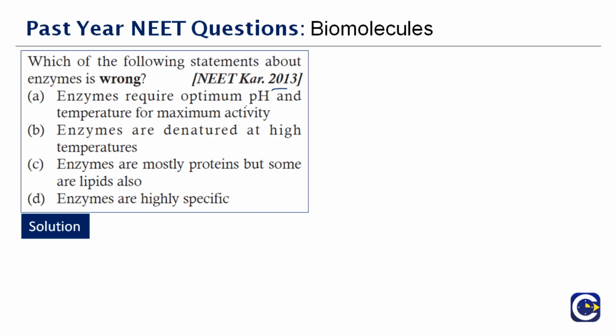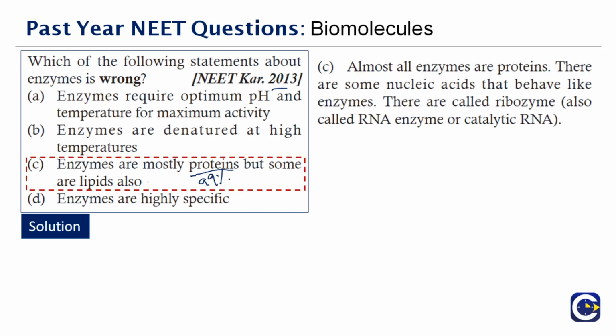Enzymes are mostly protein, but some are lipids too. See, almost all enzymes will be proteins. Okay, majority, 99%, they are proteins. There are some nucleic acids that behave like enzymes. They are called ribozymes. Okay, so even that 1%, if you see, it will be a mixture of protein in it. It will not be purely in the form of lipid and all. So enzymes are mostly protein, but some are lipids, which is something that cannot be agreed with. Therefore the correct answer is option C.